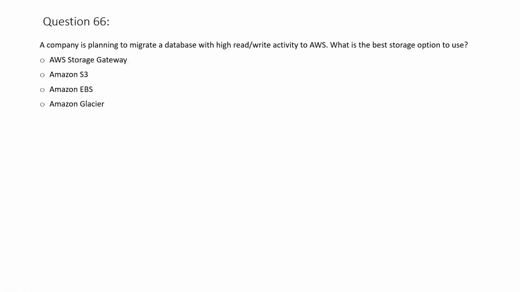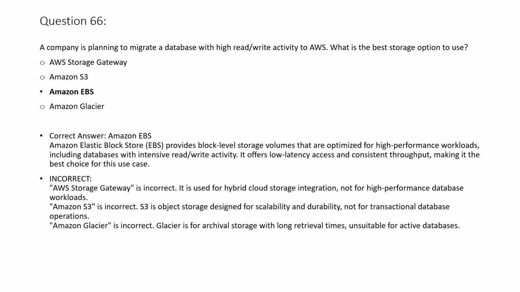Question number 66. A company is planning to migrate a database with a high read or write activity to AWS. So what is the best storage option to use? Options are AWS Storage Gateway, Amazon S3, Amazon EBS, Amazon Glacier. So the correct answer is Amazon EBS, Elastic Block Storage.